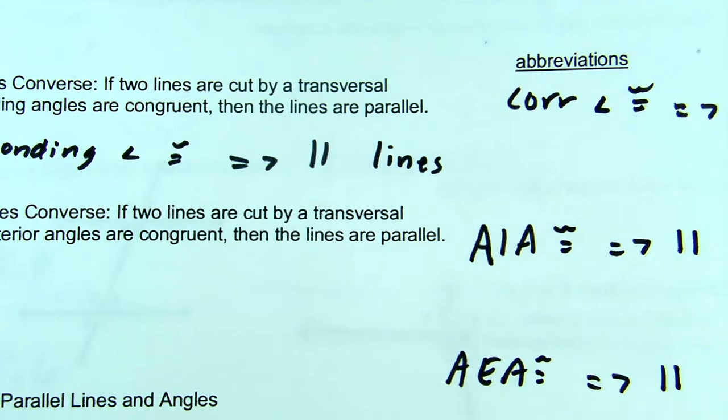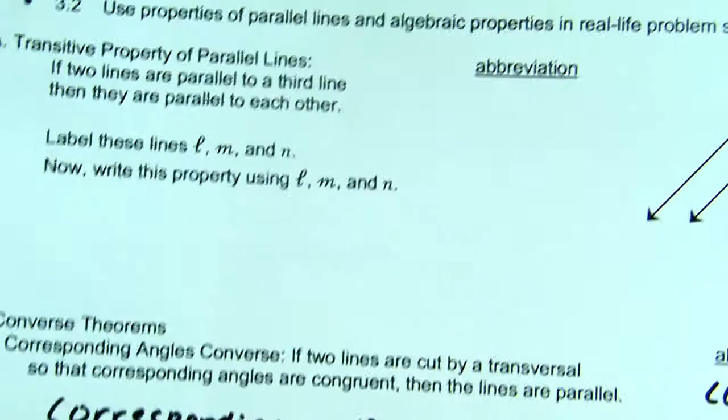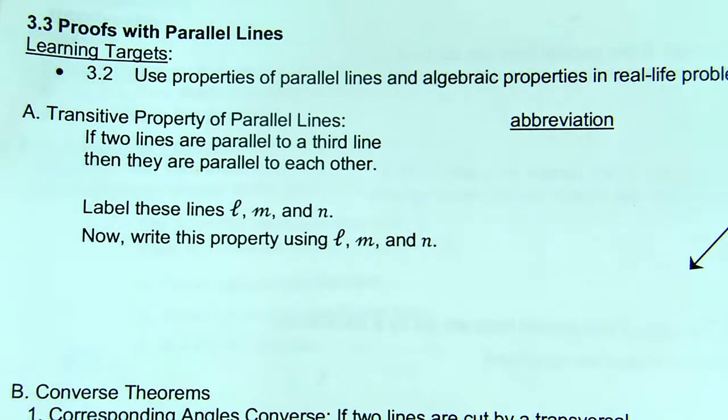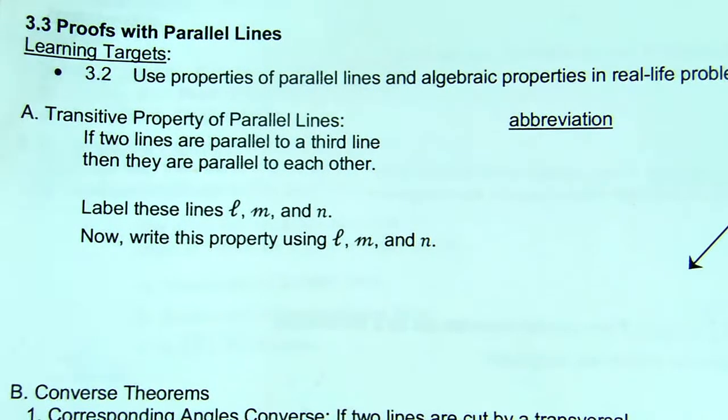I skipped letter A, and this is the last theorem that we are going to discuss. Actually, not discuss, because a discussion requires more than one person, and it's just me here. So this is the last theorem that I'm going to talk to you about today, and that is the transitive property of parallel lines. We should be familiar with the transitive property.